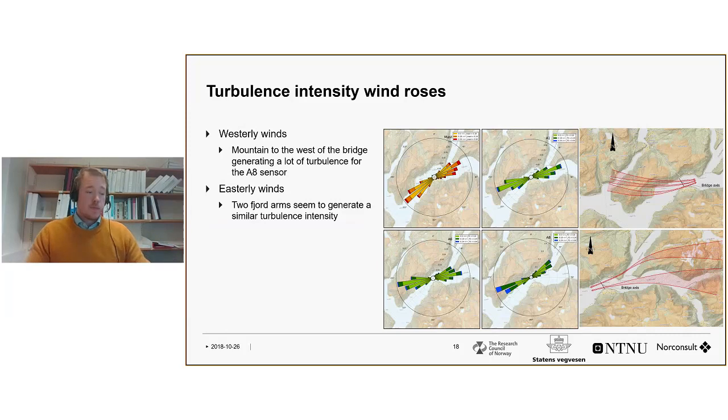By looking at the wind roses for along-wind turbulence intensity, we can see that the mountain to the west of the bridge is causing a lot of turbulence, especially in the northern part of the span for westerly winds. But for the easterly winds, it seems that the inflow situation from two different fjord arms are not showing a very different situation.